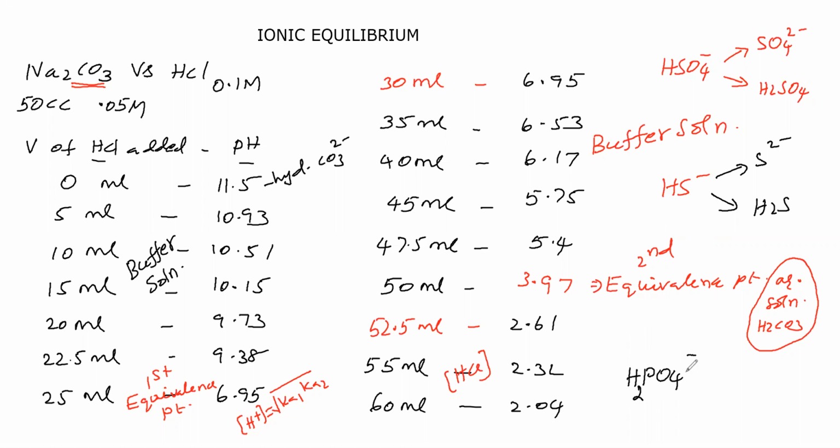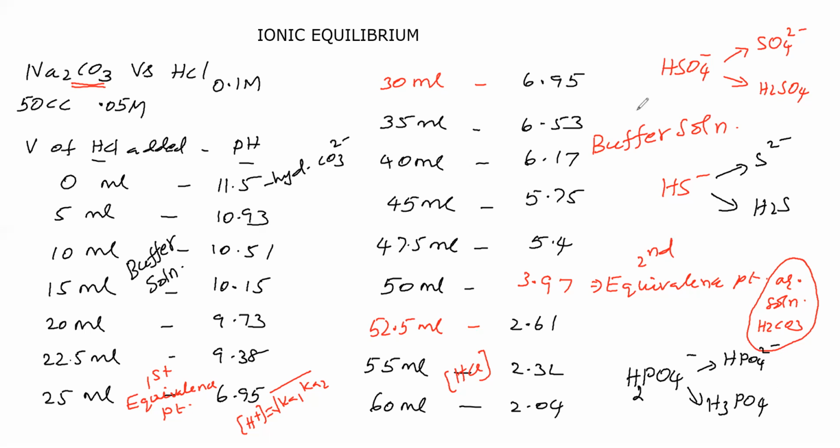H2PO4⁻ I will take. This will donate H⁺ and become HPO4²⁻. It is donating H⁺, therefore acid. It is accepting H⁺ and becomes H3PO4.